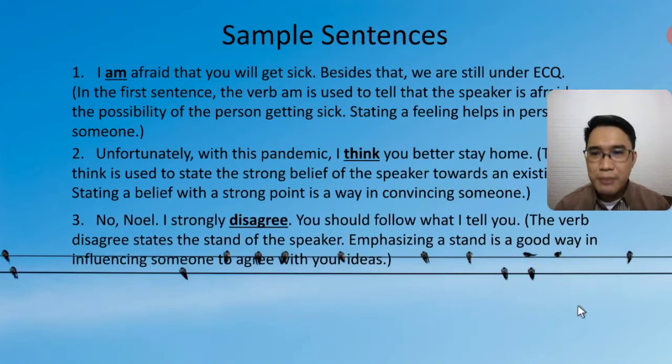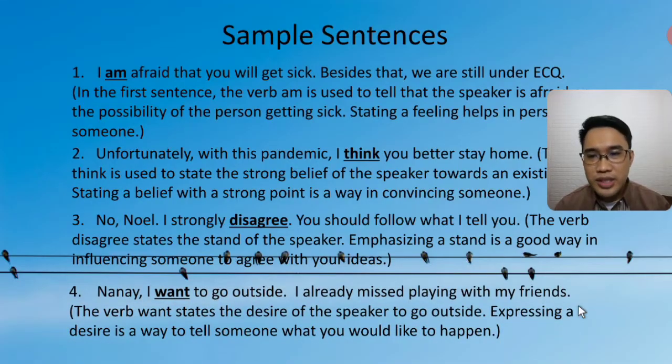Another sample sentence. No, Noel, I strongly disagree. So the word disagree here is a verb that states the stand of the speaker, emphasizing a stand in a good way in influencing someone to agree with your ideas. And the fourth example, Nanay, I want to go outside. The verb want states the desire of the speaker to go outside. Expressing a desire is a way to tell someone what you would like to happen.